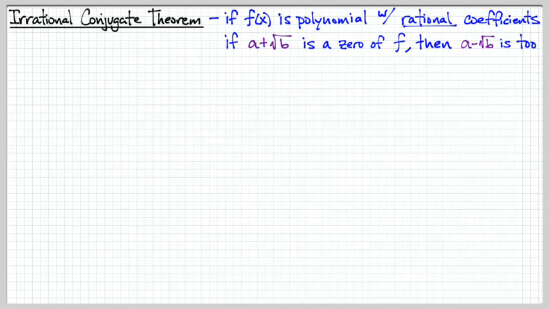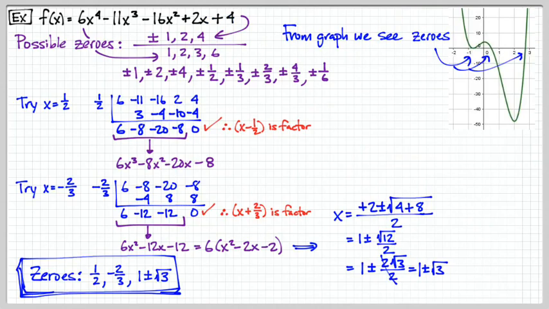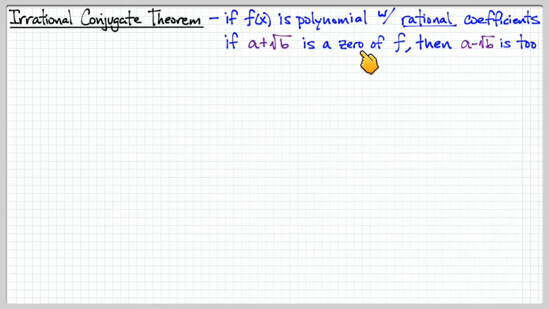Okay. And this leads to the irrational conjugate theorem. Let me just go back here. You notice how right here we had a 1 plus or minus root 3? The irrational conjugate theorem states the following. If we have a polynomial where all the coefficients are rational numbers, integers or fractions, and we find that a plus root b is one of the zeros, then its conjugate, a minus root b, also is.